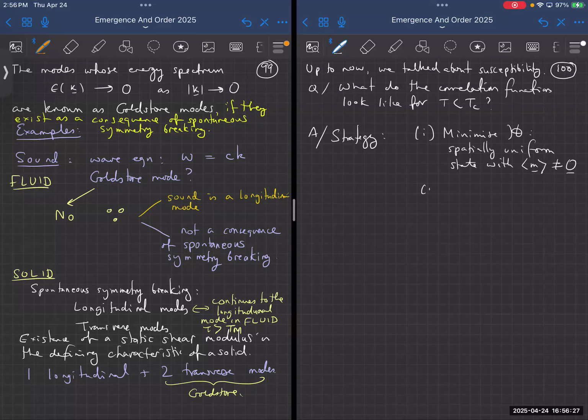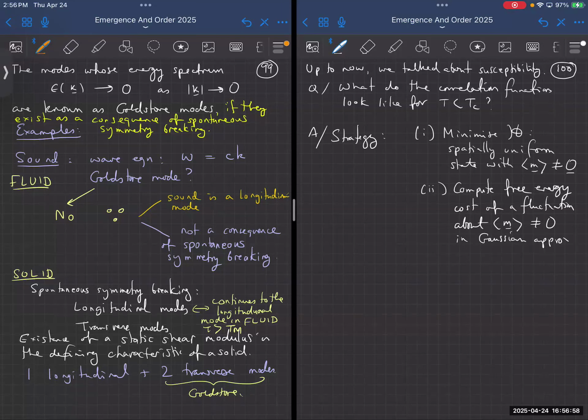So the second part of the strategy is going to be to compute the free energy cost of a fluctuation about this non-zero mean value. I'm going to do that in the Gaussian approximation, just like we did last time. And then from that, I can read off the correlation function.